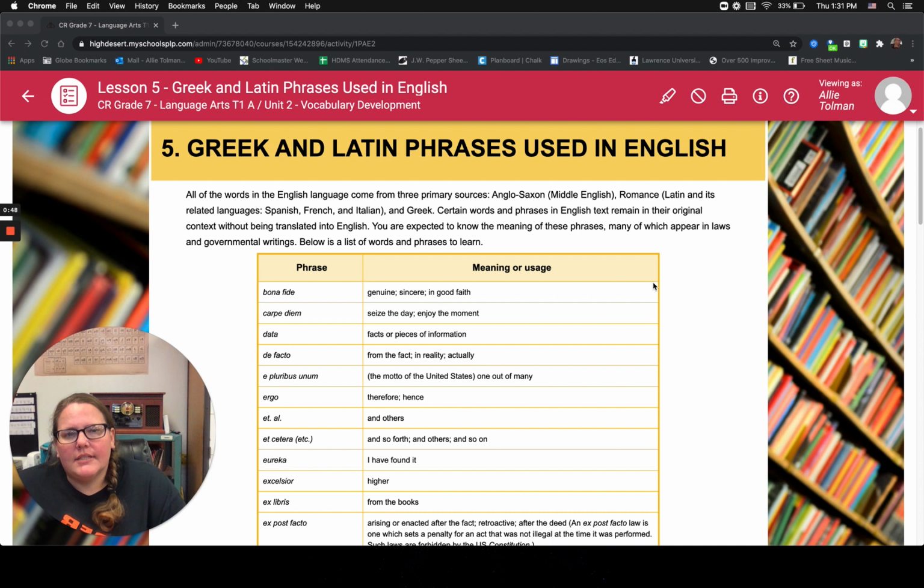Certain words and phrases in English text remain in their original context without being translated into English. You are expected to know the meaning of these phrases, many of which appear in laws and governmental writings. Below is a list of words and phrases to learn.